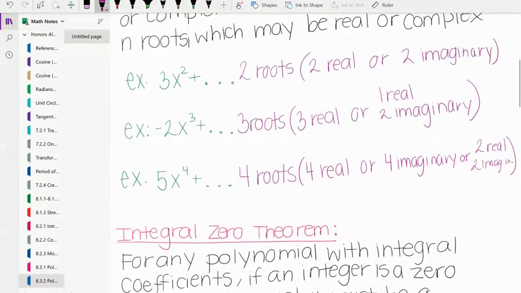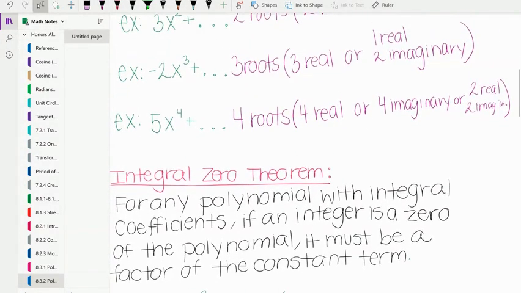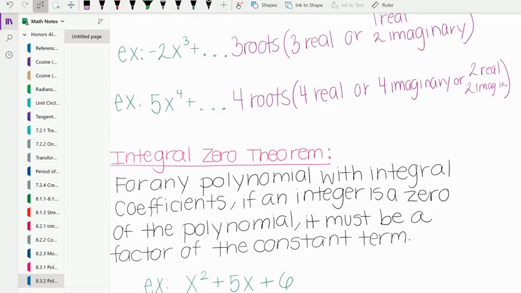The next theorem is the integral zero theorem. What this states is for any polynomial with integral or integer coefficients, if an integer is a 0, remember 0 is another word for root or x-intercept of the polynomial, it must be a factor of the constant term. Okay, so let's look at an example.